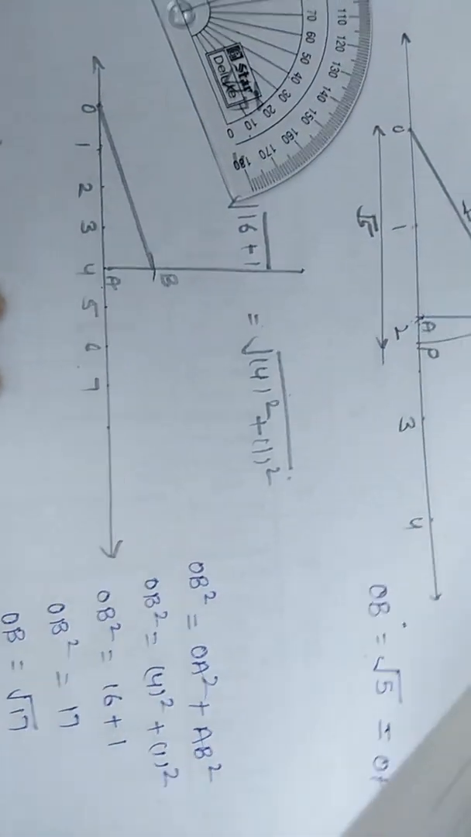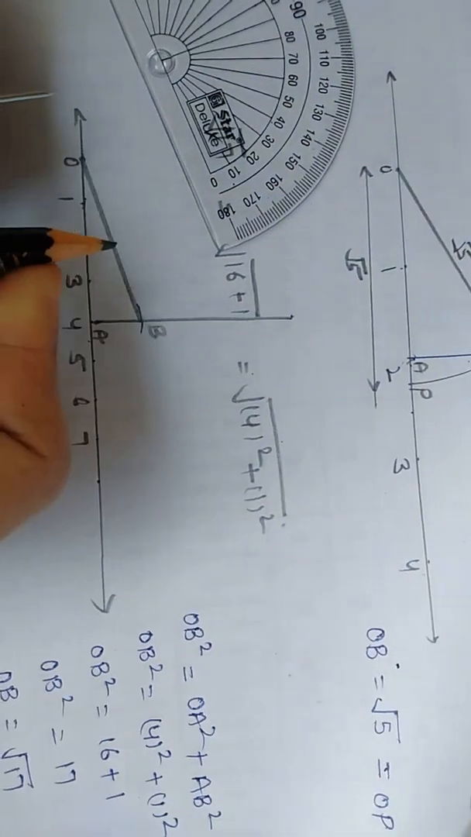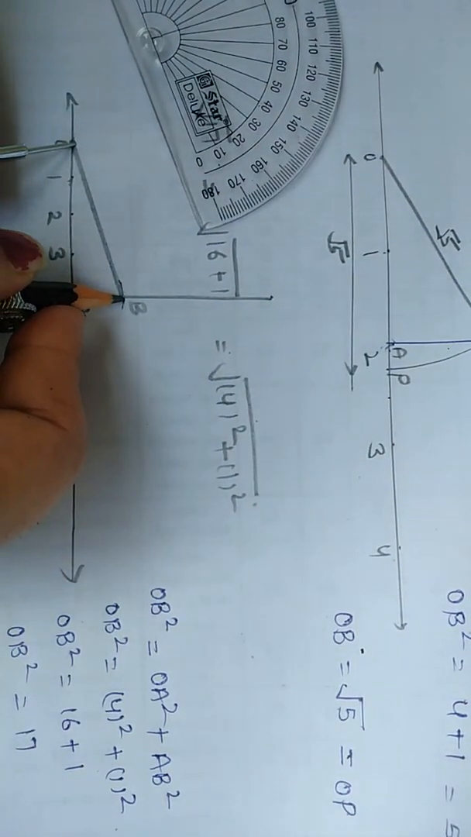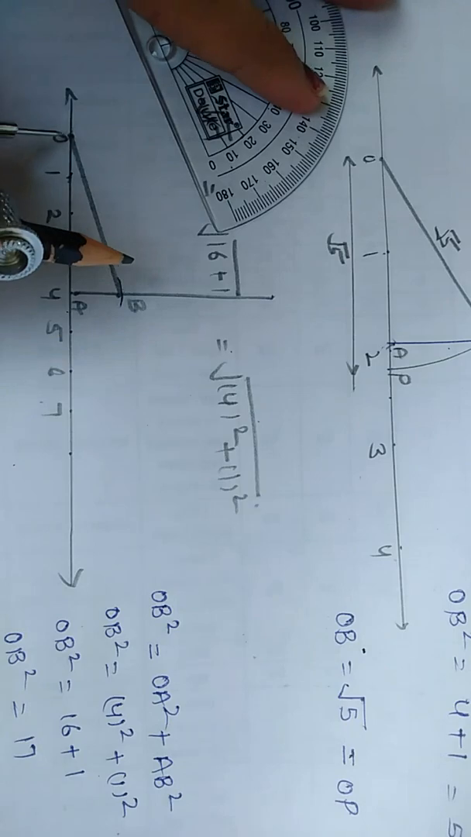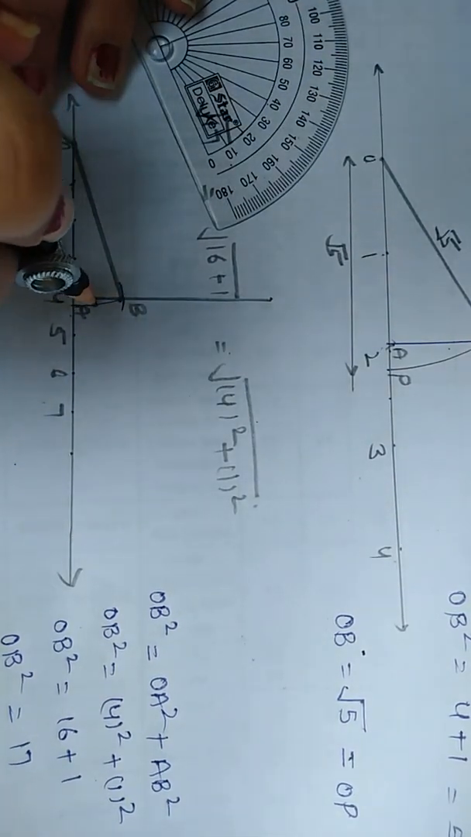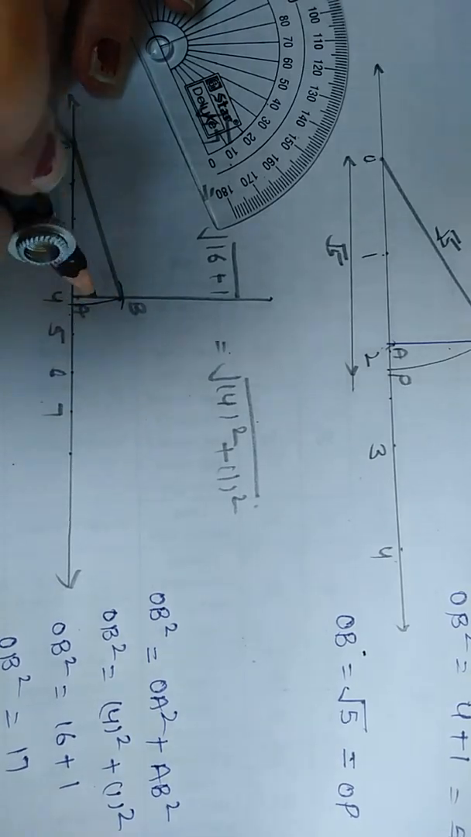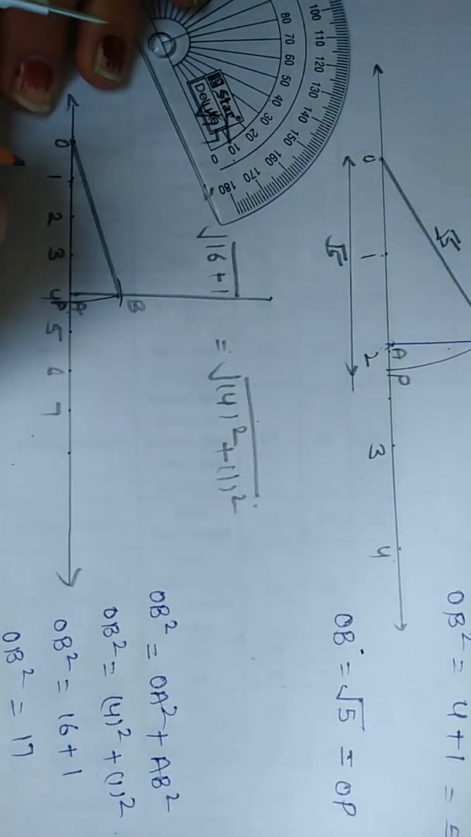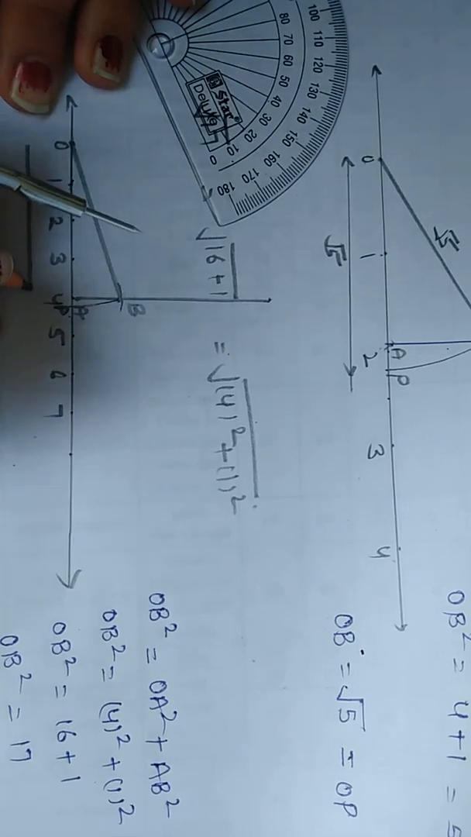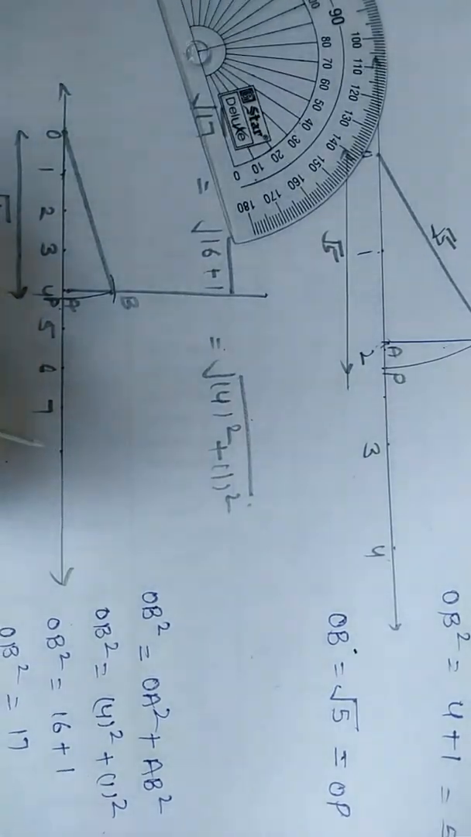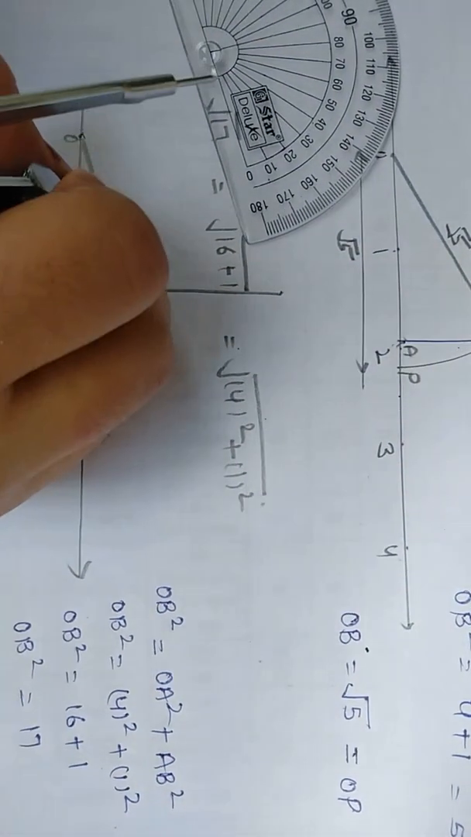Now what we have to do, we have to take this arc, open our compass this way, and again taking O as the center of the circle, we are marking our point under root 17 on the number line. This is point P, and now from point O to point P is our under root 17 on the number line. Now you get it.